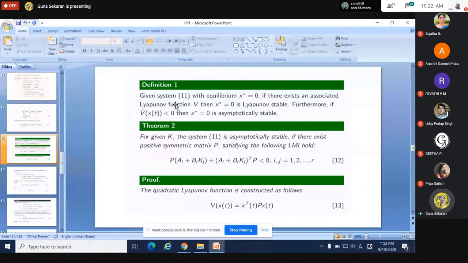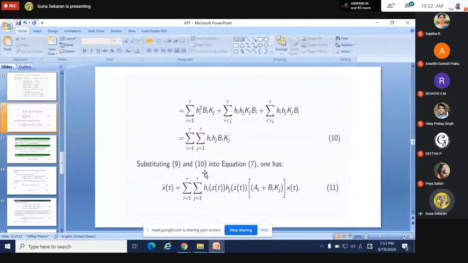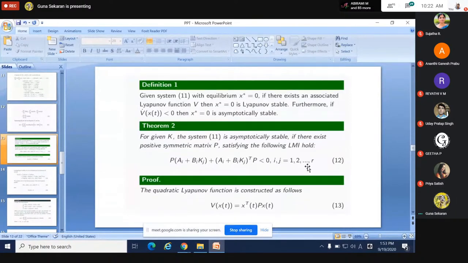For the closed loop system 11, the equilibrium point x star equal to 0 is Lyapunov stable if there exists an associated Lyapunov functional V. Generally the Lyapunov functional notation is V, the energy function. Furthermore, if taking the derivative with respect to t of the Lyapunov functional gives V dot of x(t) less than 0, then x star equal to 0 is asymptotically stable.